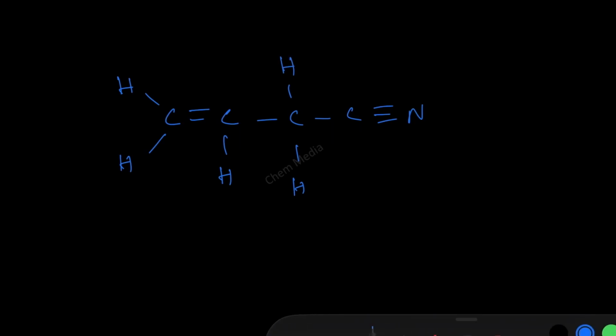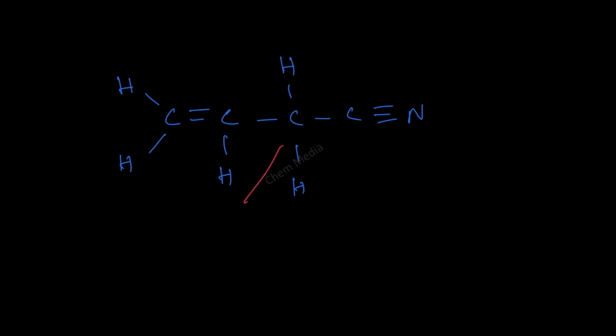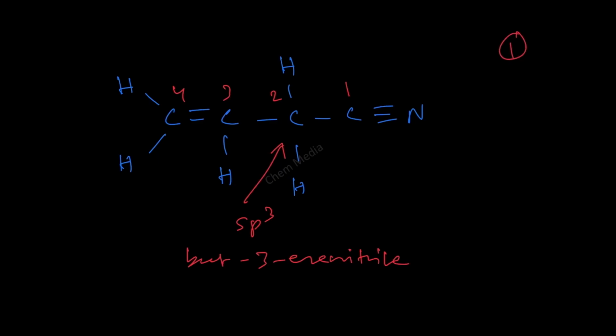One other structure that we could write is but-3-enenitrile. That would also have only one sp3 hybridized carbon atom. So whether we write but-2-enenitrile or but-3-enenitrile, we are going to have only one sp3 hybridized carbon atom. So this is but-3-enenitrile. So therefore the correct answer is 1.